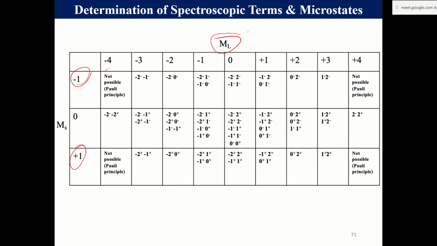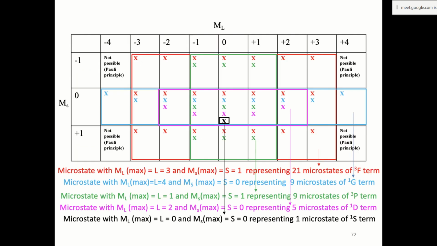So now what we need to do here, once you have made this kind of table, you can identify each one of them. So first term, 3F term, so F is equal to 3, s p d f, 0 1 2 3. So capital L is equal to 3, and maximum value of ms is equal to 1. So total number of microstates you can calculate, 2L plus 1 and 2S plus 1.